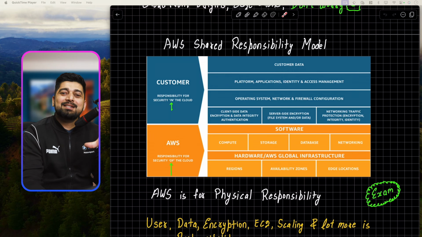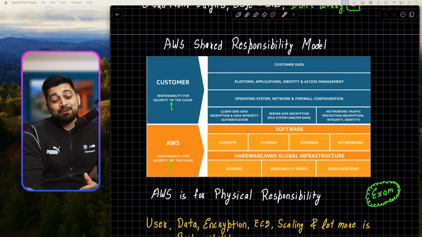I always keep this in mind: AWS will not allow anybody to walk into their facility and plug in a pen drive. Apart from that, everything else is my responsibility. That's the best way to always remember that, and it has served me well so far.